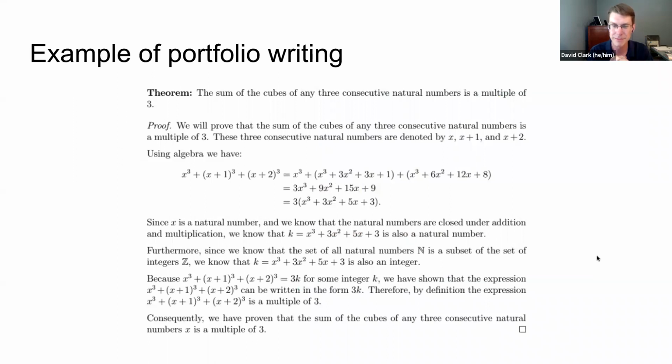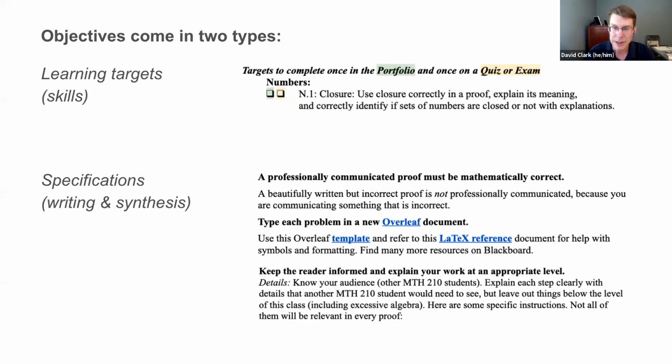Okay. So in my class, there are 2 types of objectives that come into play. The first are what I call learning targets. These are skills, right? They are more computational or more direct, little atomic-based things. So an example here on the right, this numbers target, and one closure. Closure is a topic we learn about in class. And I have a list of things after it that a student who has completed this target should be able to do. I want you to notice the 2 check boxes next to it, also with slightly different colors.